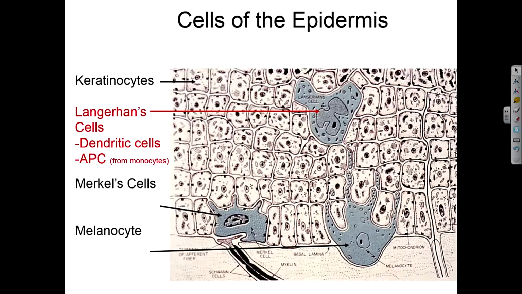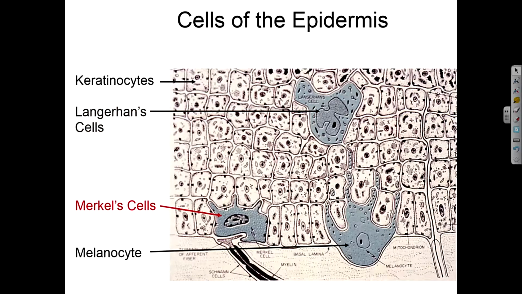Next cell type I want to talk about briefly are Langerhans cells. These are derived from monocytes. So they are an antigen presenting cell, okay? So that's going to be an immune surveillance type cell. So if some bacteria or virus somehow breaks its way through these keratinocytes, it may come into contact with a Langerhans cell that can immediately react and mount an immune response. That's all I have to say about Langerhans cells.